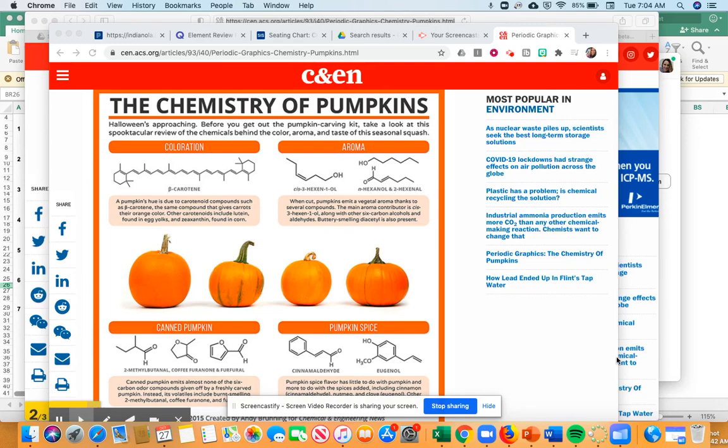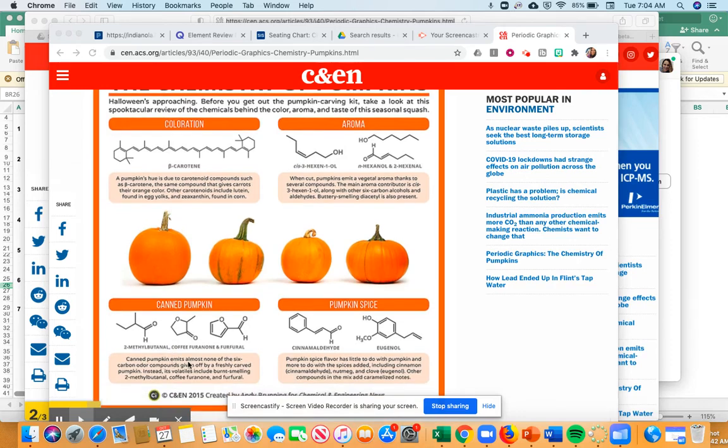So for today's Molecule Monday, you actually get a choice. You get to pick which one of these molecules you would like to do today. Okay, so this is the chemistry of pumpkins as we're rolling into Halloween. You've got beta carotene that's responsible for the pumpkin's orange color. You have the aroma, which is the smell of pumpkins, either cis-3-hexen-1-ol or n-hexanol and 2-hexenal.